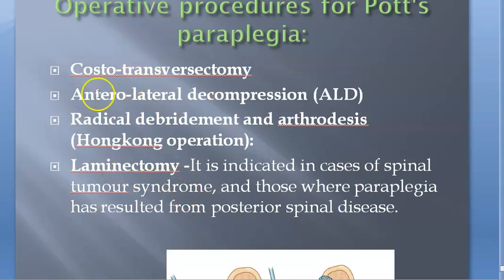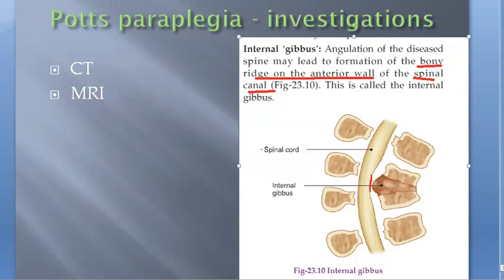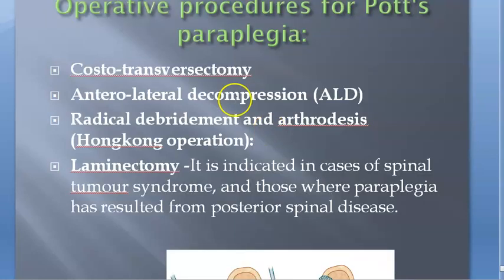Now let's go to the treatment of Pott's paraplegia. First, look at the investigations that you will do for Pott's paraplegia. You will do a CT, MRI. You will see that there is vertebral destruction, abscess. Then you will see that sequestra, etc. is there, pus. So all that you will know in this investigation. Right now, let us go to the treatment.